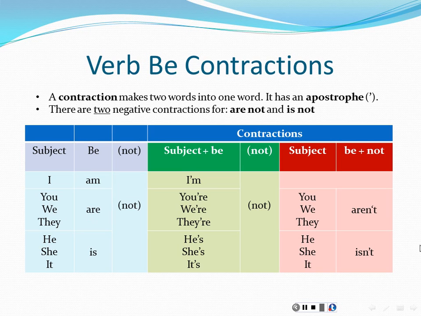So what we do, we delete the O, we don't delete the first letter, we keep it, نحافظ على الحرف الأول, ولكن نقوم بحذف حرف O, the letter O. We delete it, we delete O, and instead of O, we add apostrophe, فاصلة علوية. Like here, فاصلة علوية. So, again, you aren't, we aren't, they aren't.